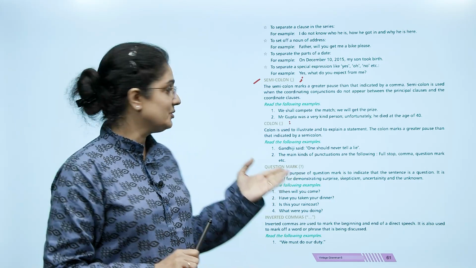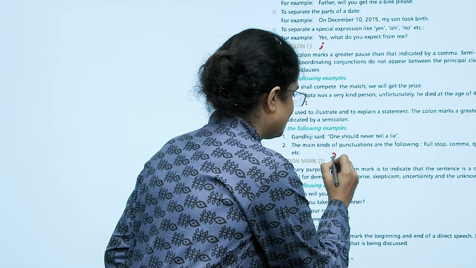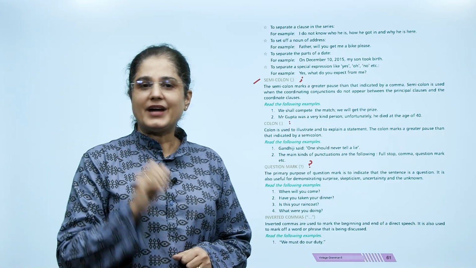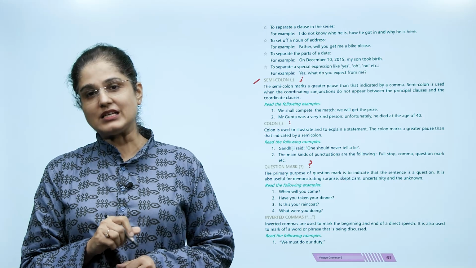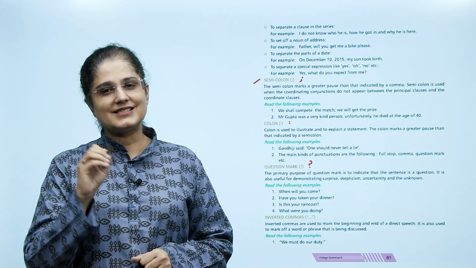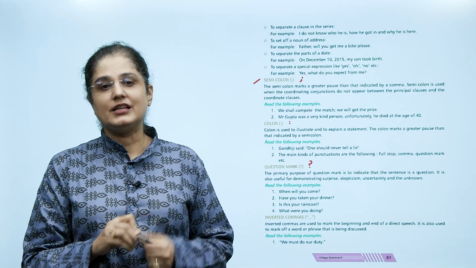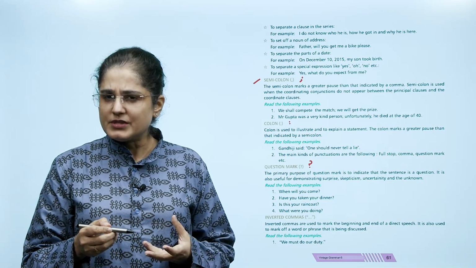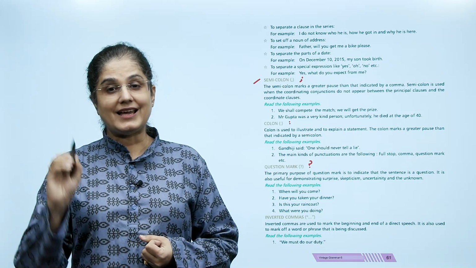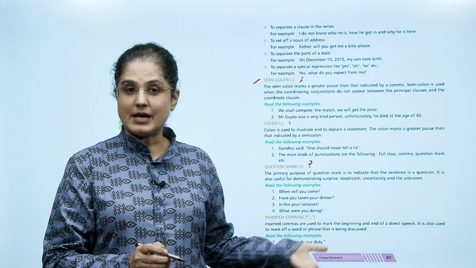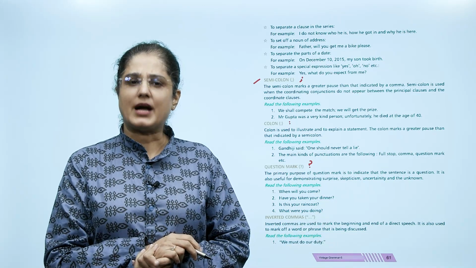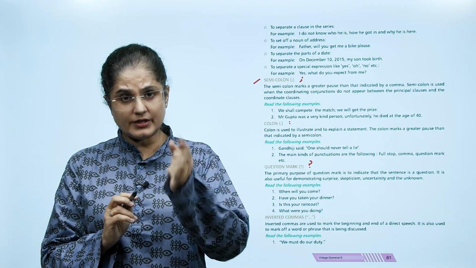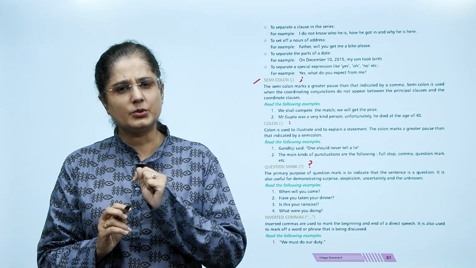Now let us come to the question mark. The primary purpose of question mark is to indicate that the sentence is a question. It is also useful for demonstrating surprise, skepticism, uncertainty and the unknown. Examples: when will you come? Have you taken your dinner? Is this your raincoat? What were you doing?